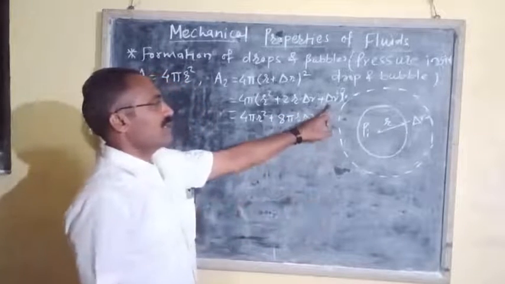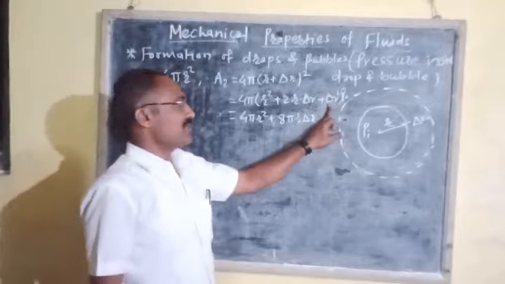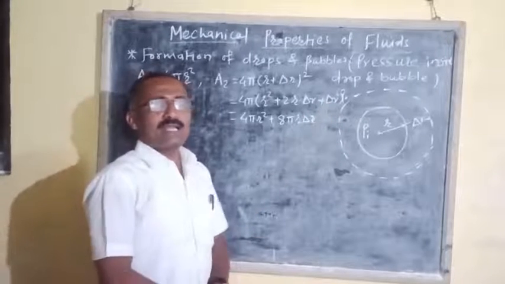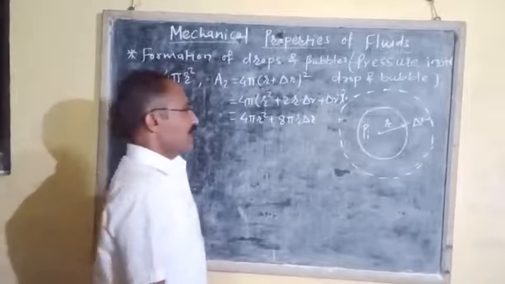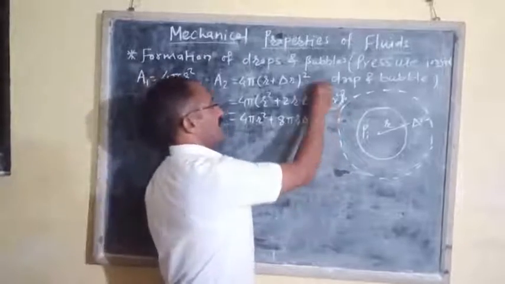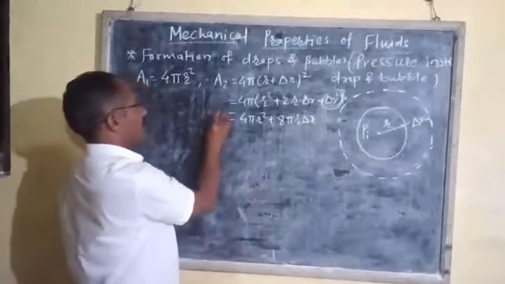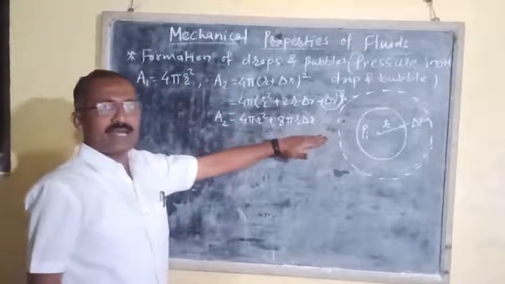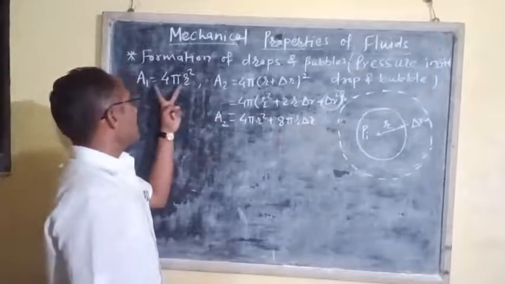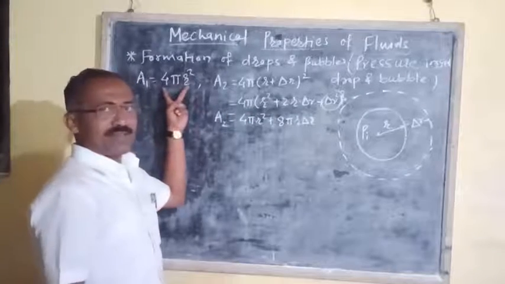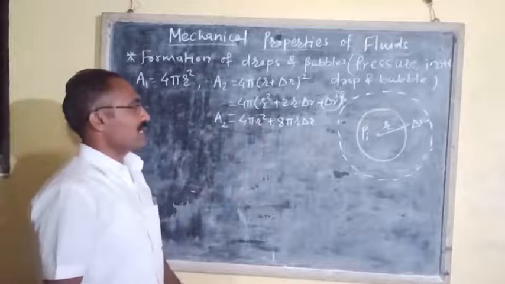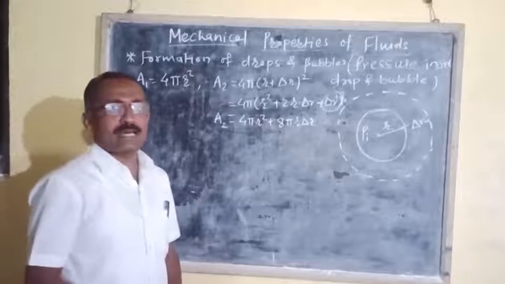and the higher term of delta r square, as delta r is very small, is also very small and negligible. Therefore the final surface area A2 becomes 4 pi r square plus 8 pi r delta r. The initial surface area A1 is equal to 4 pi r square, and the final surface area A2 is equal to 4 pi r square plus 8 pi r delta r.